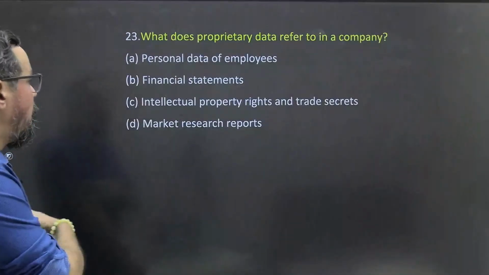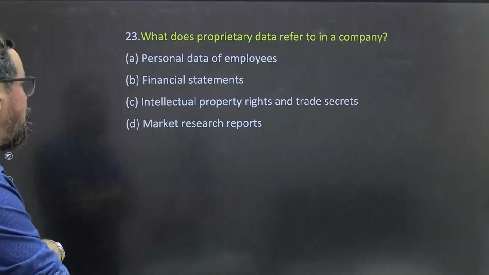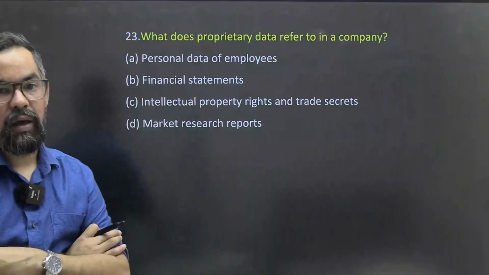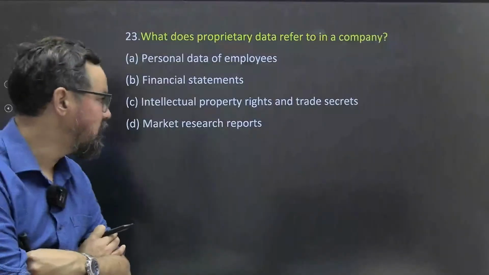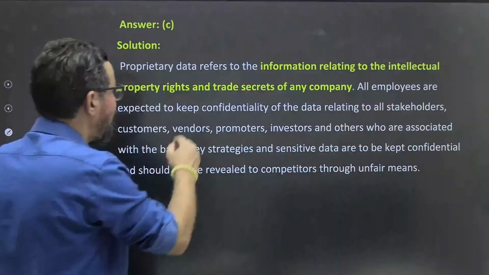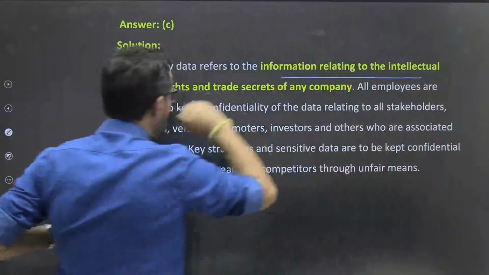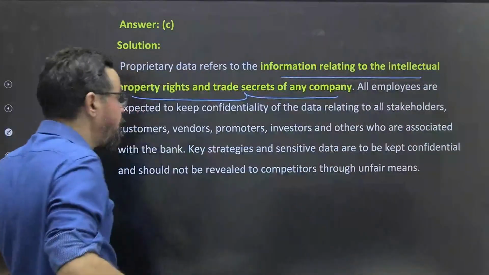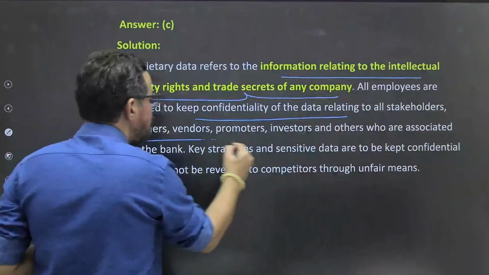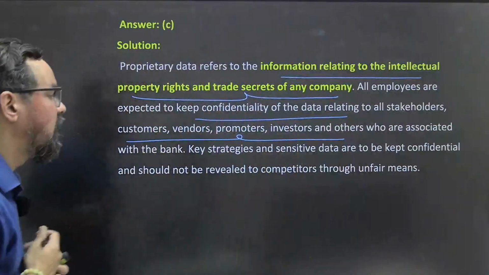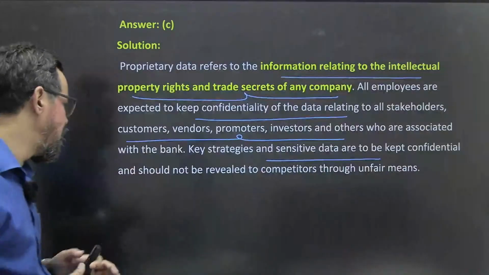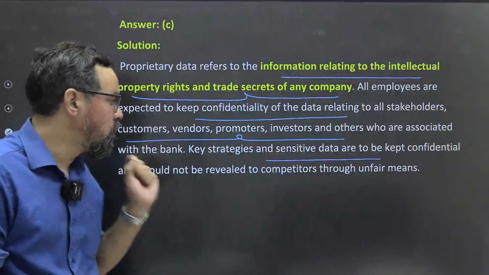So what does property data refer to in a company? Okay, property data. What comes under property data in a company? It comes under intellectual property rights and trade secrets. Yes, so option C should be the right answer for this one. Property data refers to the information relating to the intellectual property rights and trade secrets of a company. All employees are expected to keep confidentiality of data relating to all stakeholders, customers, vendors, promoters, investors, and others who are associated with the bank. Key strategies and sensitive data are to be kept confidential and should not be revealed to competitors through unfair means.